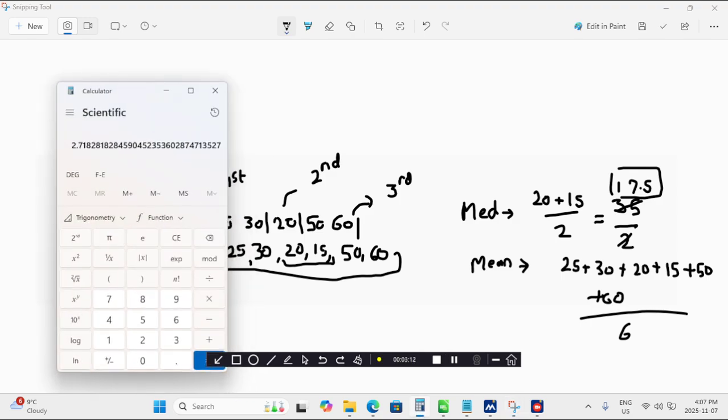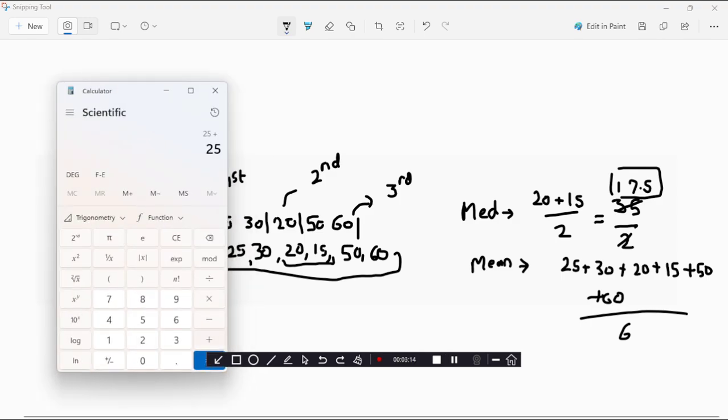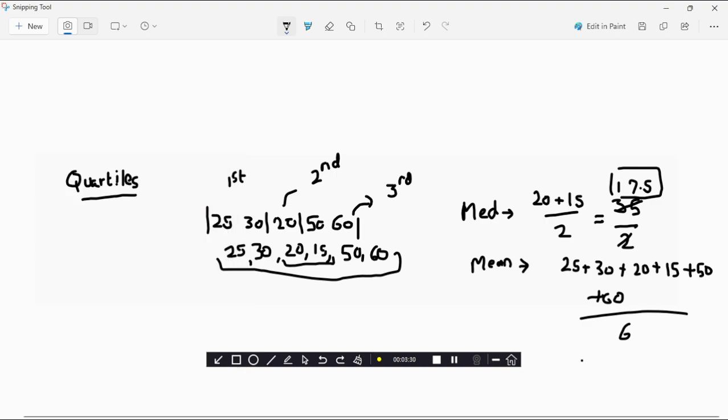So if we do the math over here, this will be 25 plus 30 plus 20 plus 15 plus 50 plus 60. This will be 200 divided by 6. This will be a total of 33.33. This will be your mean.